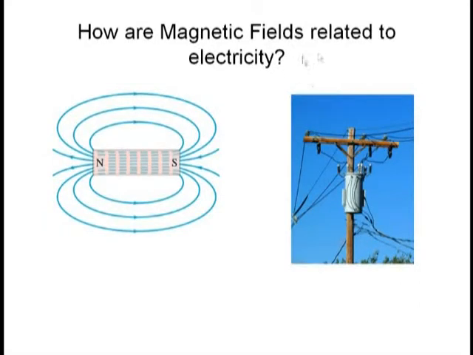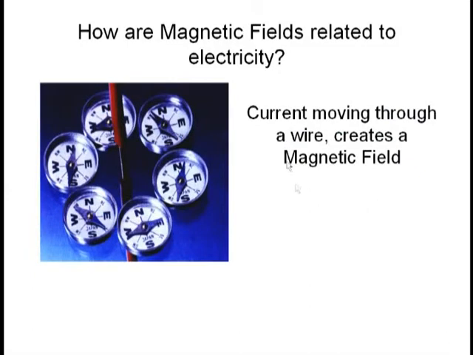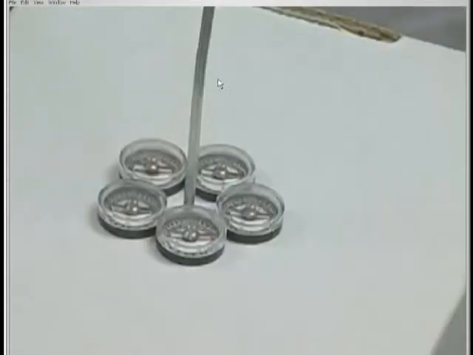So how are magnetic fields related to electricity? That was our lab today. We found out that a current moving through a wire creates a magnetic field. So here I have a wire going through here, and I have 5 compasses, and they're all pointing to the north right now. You can see the red sides are pointing to the north. And when I turn the current on, they all turn, so they're kind of making a circle around the wire.